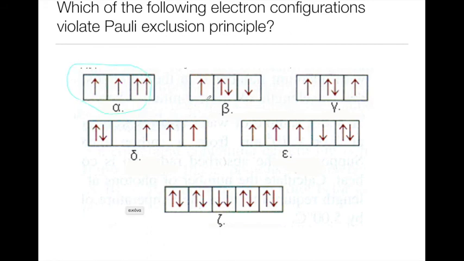Does that violate Pauli's exclusion principle? No. Does that? No. That? No. Doesn't mean that this is correct. It is not, and we will see right now why. But it does not violate the Pauli exclusion principle. And this one again violates the Pauli exclusion principle. So A plus Z violate Pauli's exclusion principle.